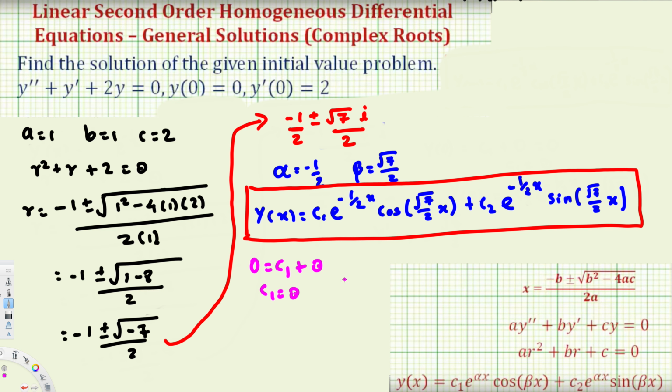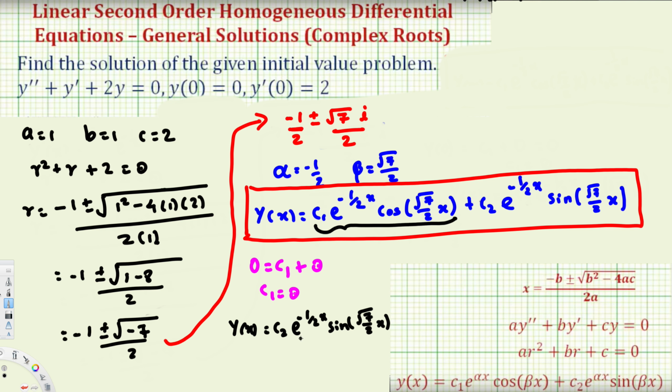To figure out C2, first we have to know what the equation is going to be when C1 is equal to 0. Now let's write that one down. If C1 is 0, this whole thing is going to be 0 because it is multiplied by C1. So this is the only thing that's going to remain in y of 0. Let's write that down: C2 e power negative half x sine square root of 7 divided by 2x.